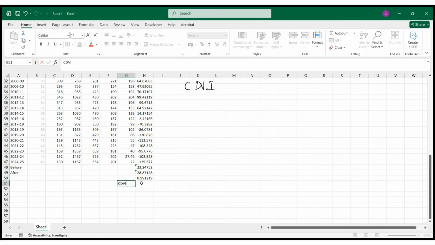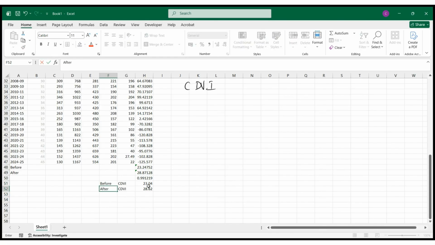So the CDVI values before and after. Simply, we will be multiplying the CV with our values, and we'll be getting the CDVI. Now you can see that we got the instability index of 23 before adoption and 28 after adoption. This is our before adoption, and this is our after adoption CDVI.